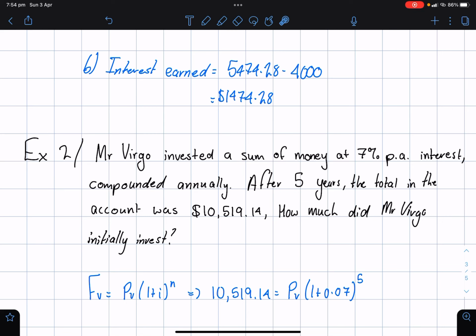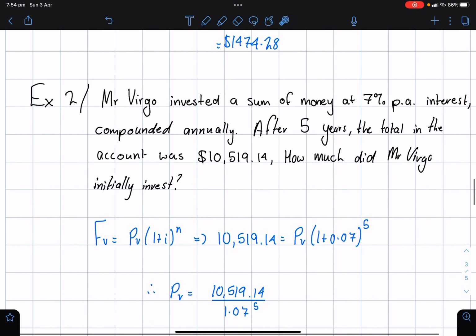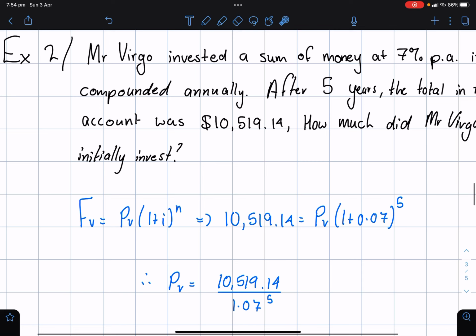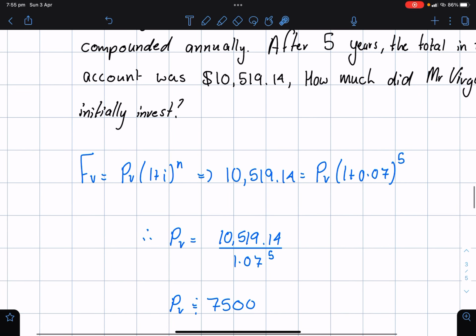What we want to do now, we want to solve for that initial investment. So we will need PV by itself on one side of our equation. We are going to do this by dividing both sides by this 1.07 to the power of 5 on both sides. So we're left with PV equals 10,519.14 divided by 1.07 to the power of 5. If you put that into your calculator, you'll see that PV is approximately 7,500.